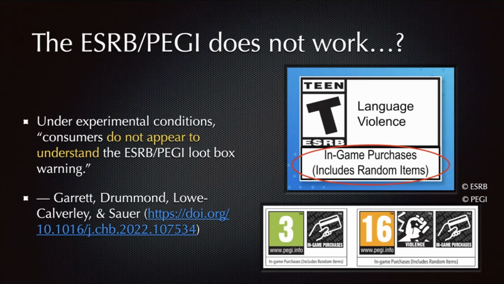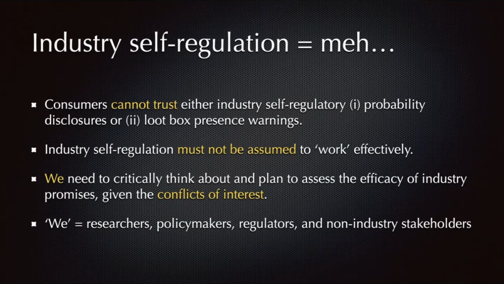In conclusion, the results from these two studies show that consumers cannot trust industry self-regulation. We cannot assume that industry self-regulation will work in practice just after the industry has proposed it. Because of conflict of interest issues, we, meaning researchers, policymakers, regulators, and non-industry stakeholders, need to hold the industry to account by continually monitoring how these measures are implemented in practice. Indeed, in relation to the forthcoming UK industry self-regulation of loot boxes, we must continue to monitor how effective any of the measures will be. If they don't actually work in practice, then we need either stricter industry self-regulation or legislative intervention.